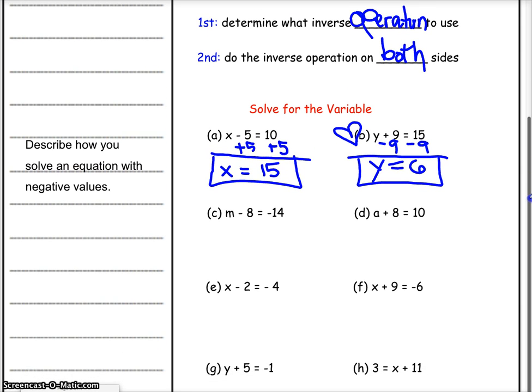M minus 8 equals negative 14. Do I move the minus 8 or the negative 14? Which one do I move? Say it nice and loud, class. Minus 8. Now some kids think that, oh, I'm just going to go like this. Don't do it, because that's not helping you.